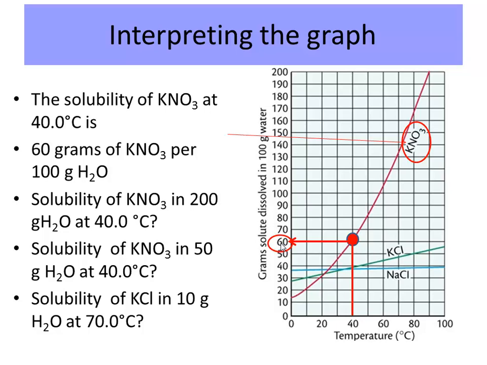Then we get to our second bullet point. So at 40 degrees Celsius, if I have 100 grams of water at 40 degrees Celsius, I can dissolve 60 grams of KNO3. What about 200 grams of water? How much could I dissolve in that? I could dissolve 120 because I have 2 times 100 grams of water. What about 50 grams of water? I could dissolve 30 because I have half that amount.